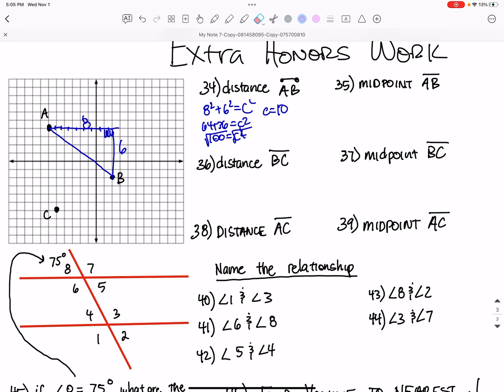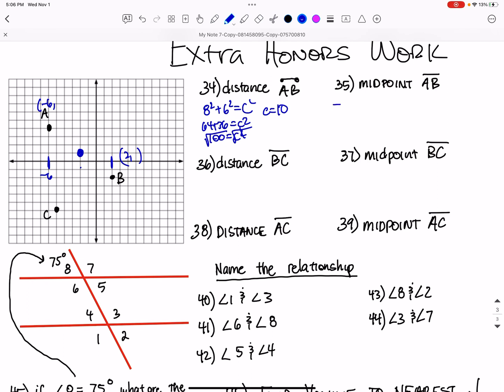Okay, people seem to have a hard time with midpoints. Let's see. The middle point between A and B is probably somewhere in there, but let's be exact. On the x-axis, A is there and B is there, so we just have to find the middle of the x's. This x is negative 1, 2, 3, 4, 5, 6, negative 6, so this point is negative 6 something. This point is positive 2 something. So we have to find the middle between negative 6 and 2.